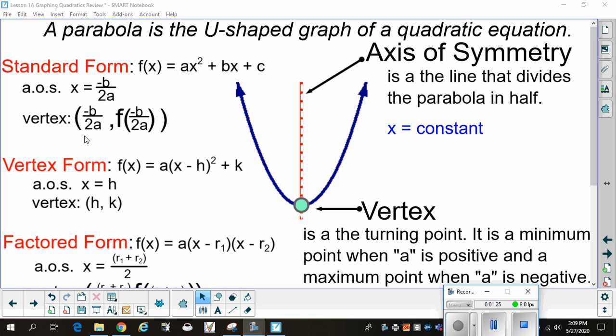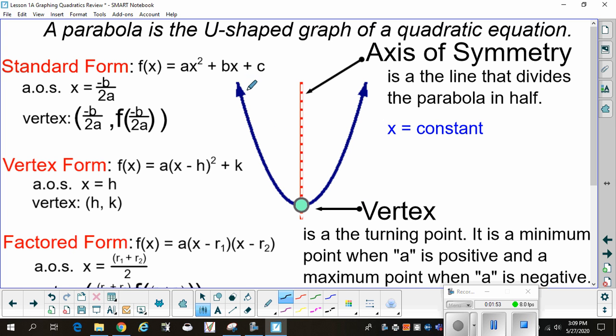You then take this value and plug it in for x, into x here and into x here, and then evaluate this function to get the y value of your vertex. Remember, the vertex is a point, axis of symmetry is a line. Axis of symmetry has to be written x equals a constant. The vertex is your turning point.